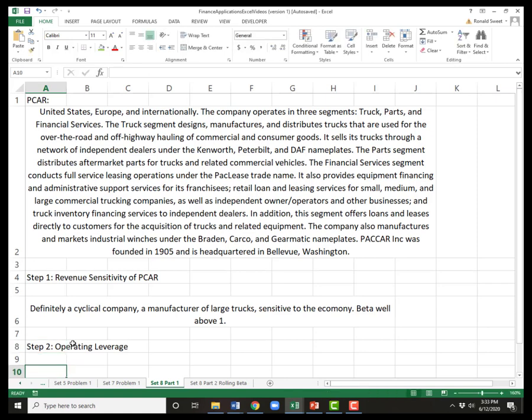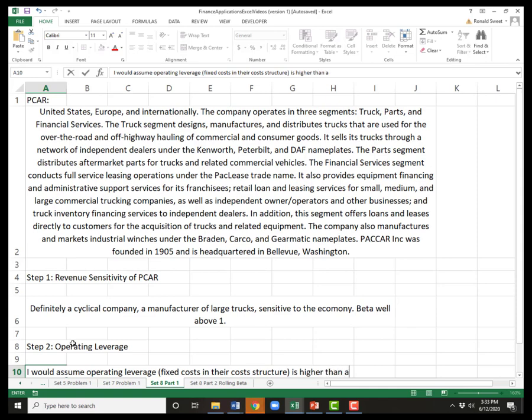So I'm going to say I would assume operating leverage. Remember, operating leverage, fixed costs in their cost structure is higher than average. Why do I say that? Well, it's manufacturing, so it's probably unionized workforce, which means it's hard for them to lay people off even when the economy is doing badly.